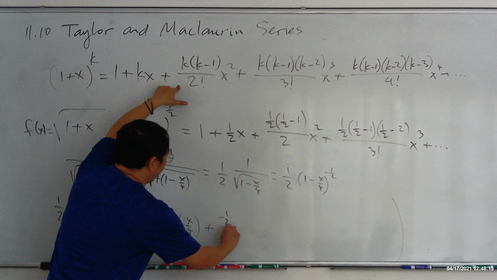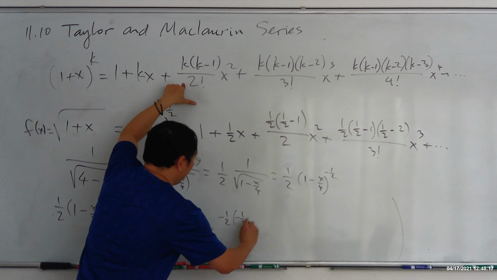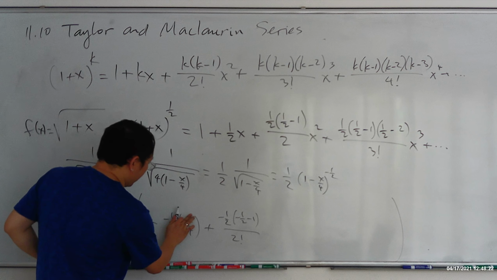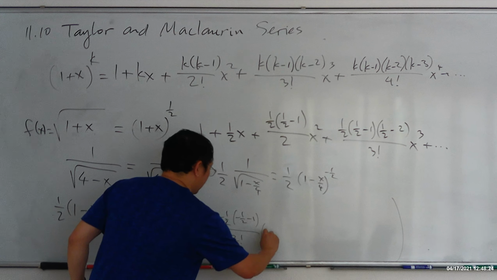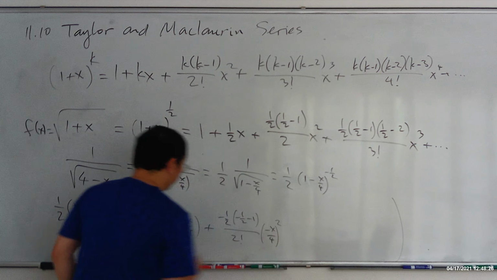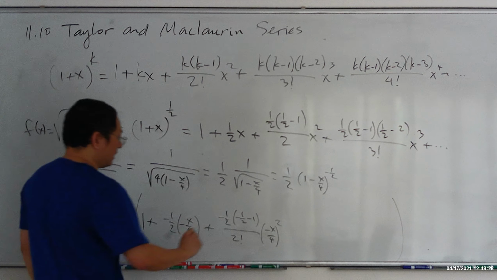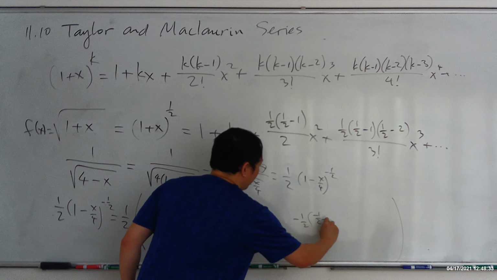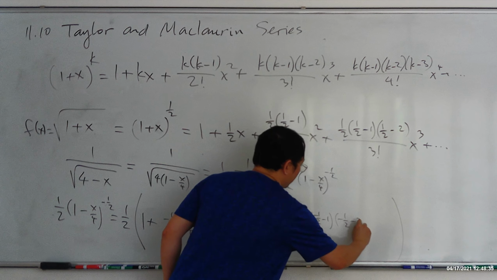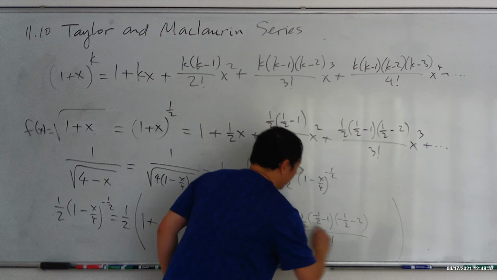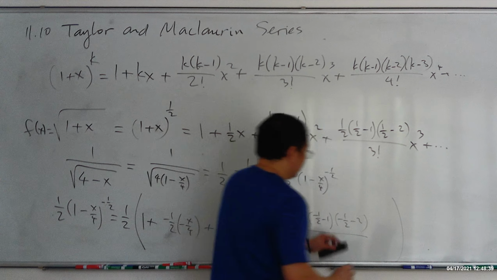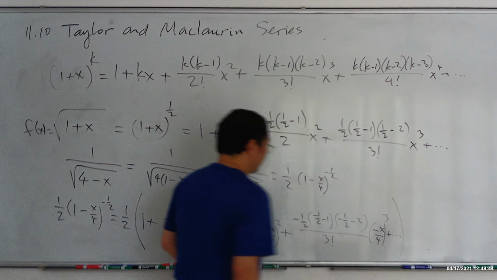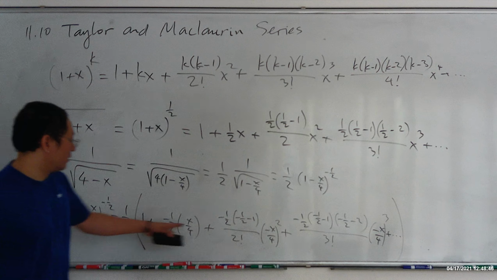And then plus, the third term is what? K is negative 1/2, then negative 1/2 minus 1 over 2 factorial, and this is my x, okay? Times negative x over 4 squared, and then another term, negative 1/2, negative 1/2 minus 1, negative 1/2 minus 2 over 3 factorial, and then times negative x over 4 cubed, and plus dot dot dot. And don't forget that you got 1/2 right here multiplied to all the terms.